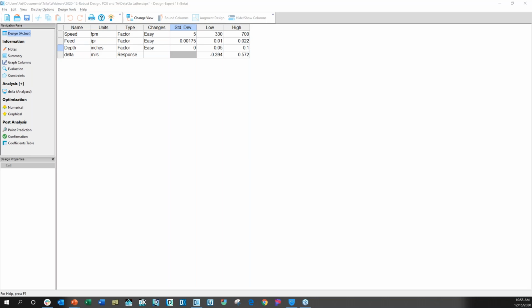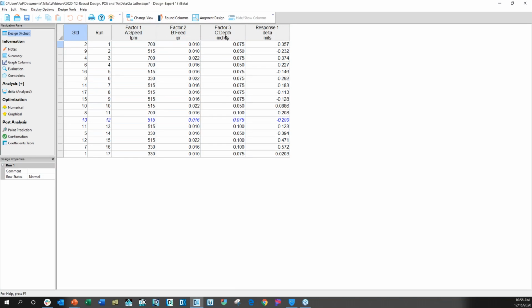If uncontrolled factors cannot be controlled but can be recorded, is there a way to add those as covariates in Design Expert? If you add them as covariates, you're not going to be able to do POE. What you could do is just add those in, let me show you on this design. If I go back to the design layout, I could insert a factor here.